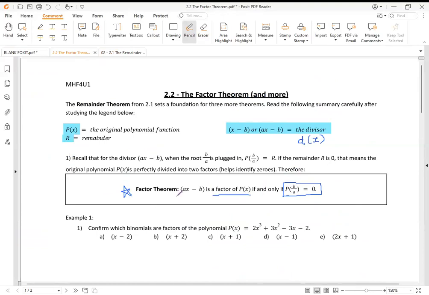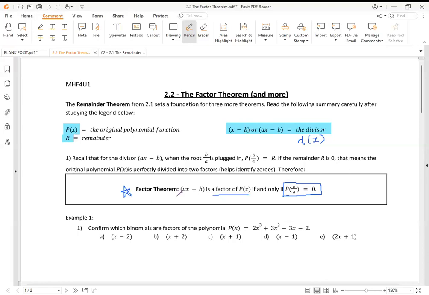This bracket is a factor of the function if, and only if, that equals 0. What am I trying to say? Plug in the root. You take this factor. If you plug in the root of that bracket and it happens to equal 0, you found that perfect factor for you. You can divide perfectly. That's what it means. Pretty complicated for something that you already know, huh? This bracket is a factor if the root gives me a 0.